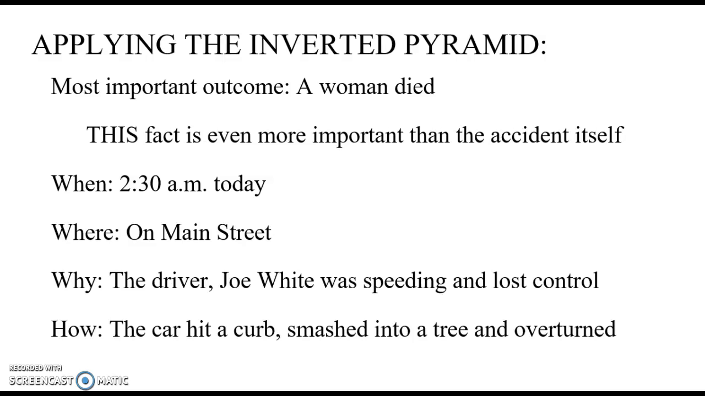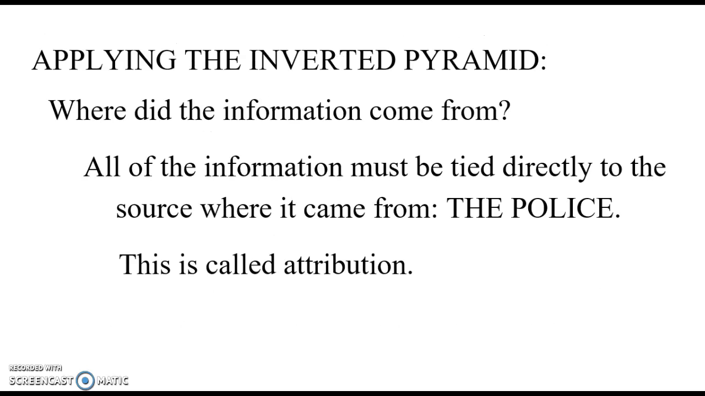So, the most important information is that unfortunately a woman has died. And we look at the other information, when, where, why, and how, and it all is combined into a lead sentence. So we know that the information has come to us directly from a police report, and this is called attribution. You want to attribute the information to the source that it is from.